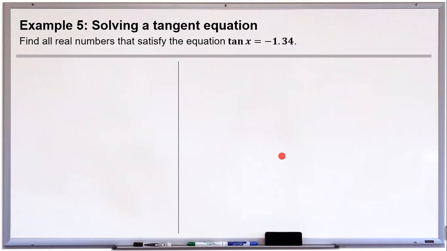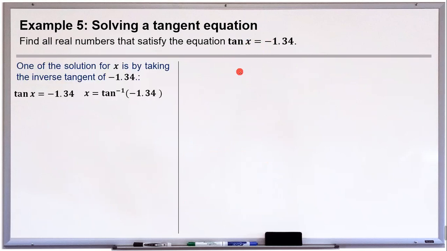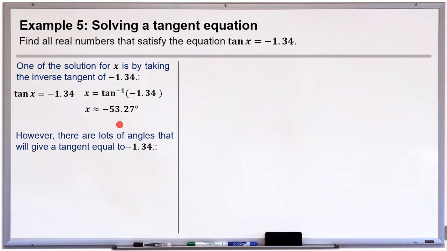Next, we will proceed to tangent x equals negative 1.34. So one of its solutions can be determined by taking the inverse tangent of negative 1.34. So x is equal to the arctangent of negative 1.34. You can use your calculator. So x is roughly equal to negative 53.27 in degrees. But of course, there are lots of angles that will give us a tangent equal to negative 1.34.